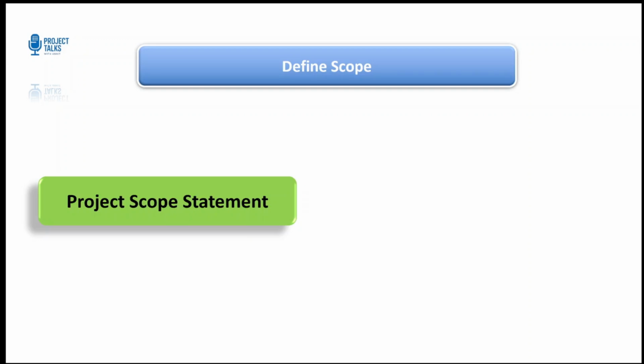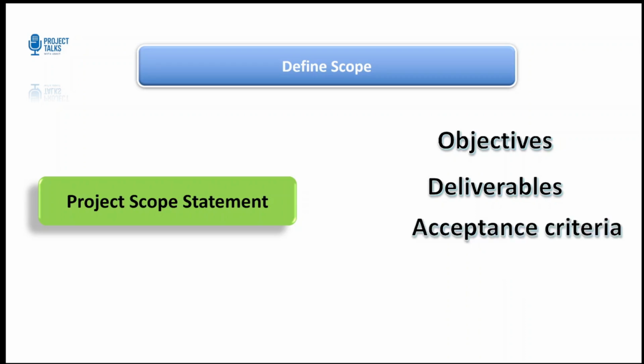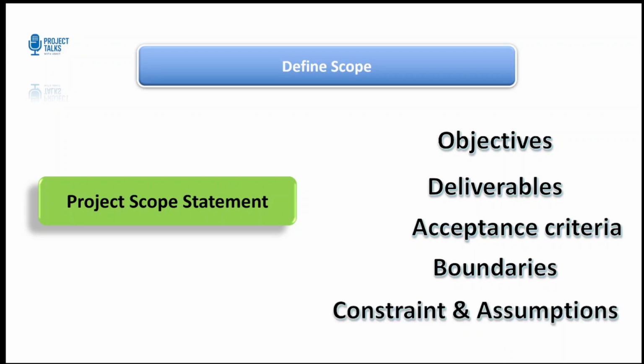The project scope statement includes project objectives, deliverables, acceptance criteria, boundaries, what's out of scope, constraints, and assumptions. Think of this as your project's contract of understanding. It removes ambiguity and sets the foundation for your WBS. Let's understand this with an example.